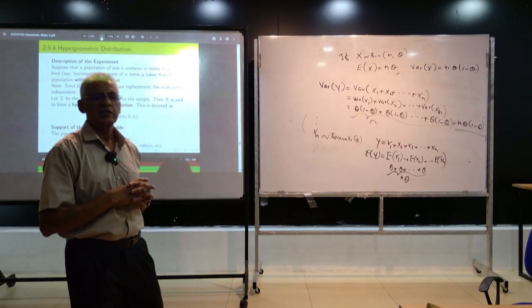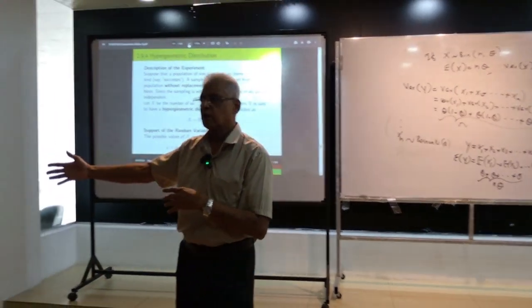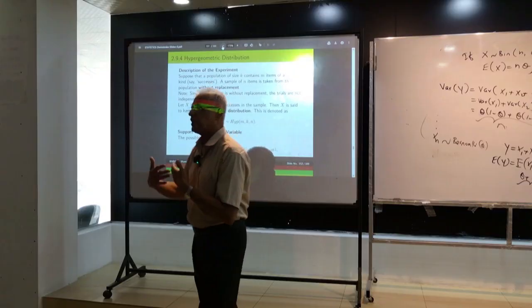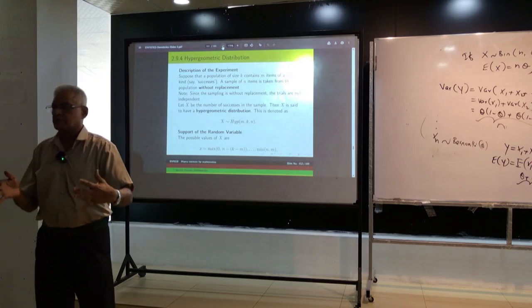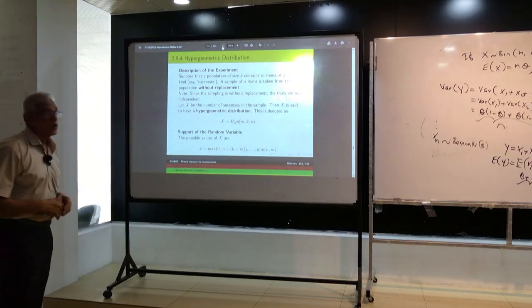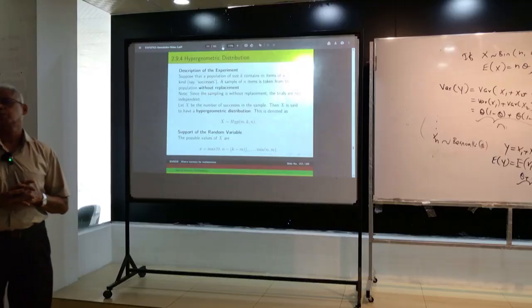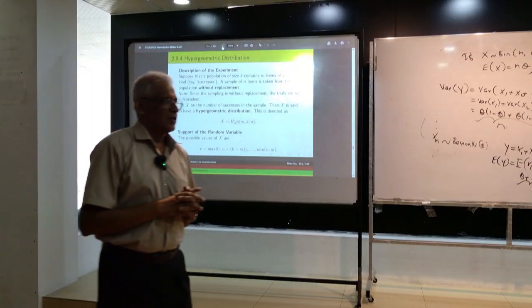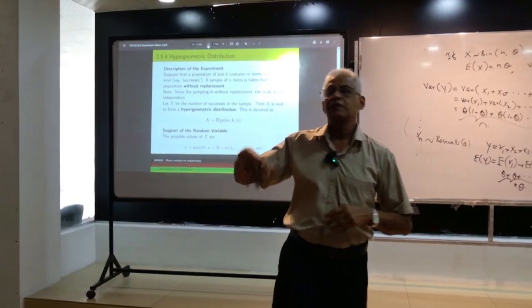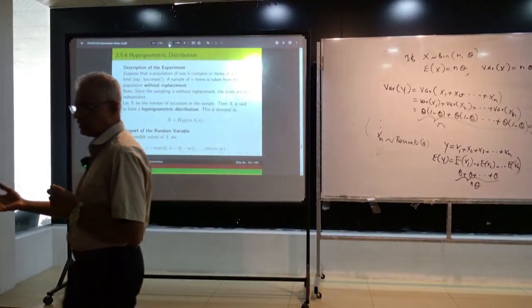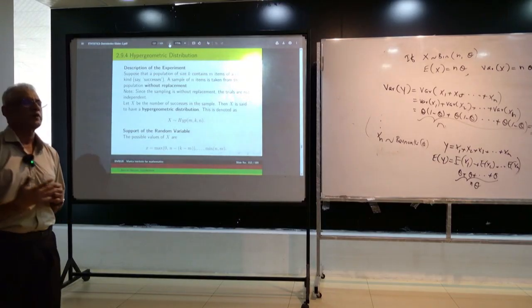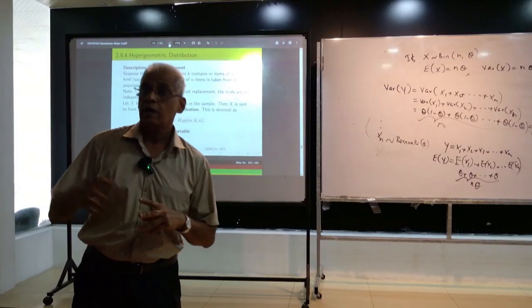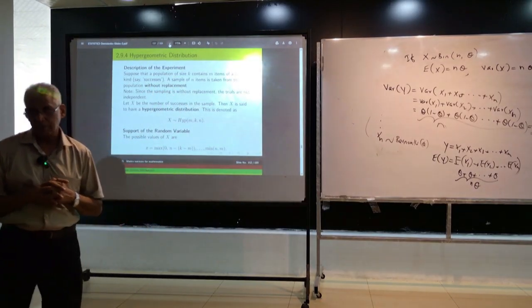If you are taking a sample, even if the population is small, if you are taking a sample with replacement, then the number of successes in the sample will have exactly a binomial distribution. But otherwise, if you are taking without replacement, and if the population is large, still you can use the binomial distribution as an approximate model.